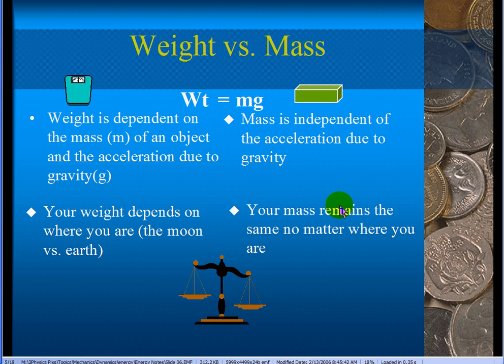Okay, moving on. We need to define what's called weight versus mass, because this relates to energy when you lift something, and this is commonly confused. That's why I want to distinguish that. Weight depends on how much mass there is in an object, and it depends on how much gravity is present. Your weight depends on whether you are on the moon versus the earth.